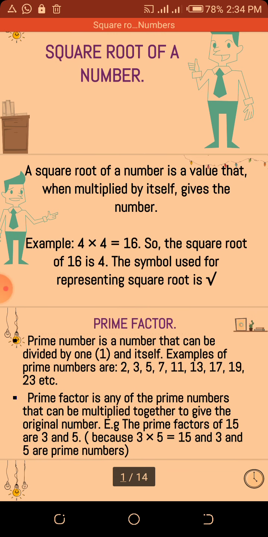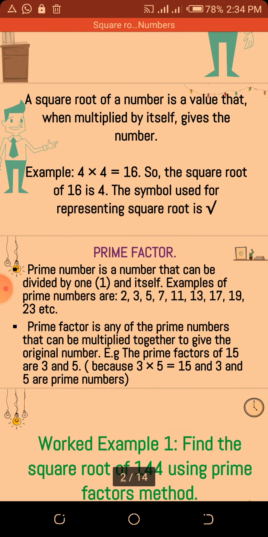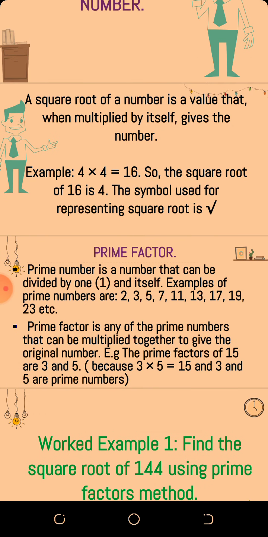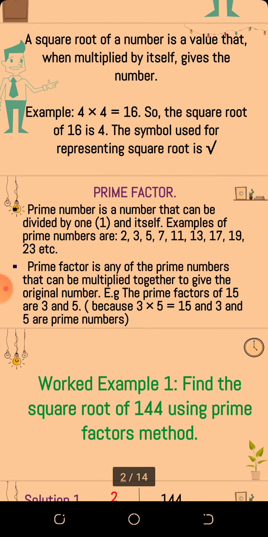A square root of a number is a value that when multiplied by itself gives the number. For instance, 4 times 4 is equal to 16. So the square root of 16 is equal to 4.